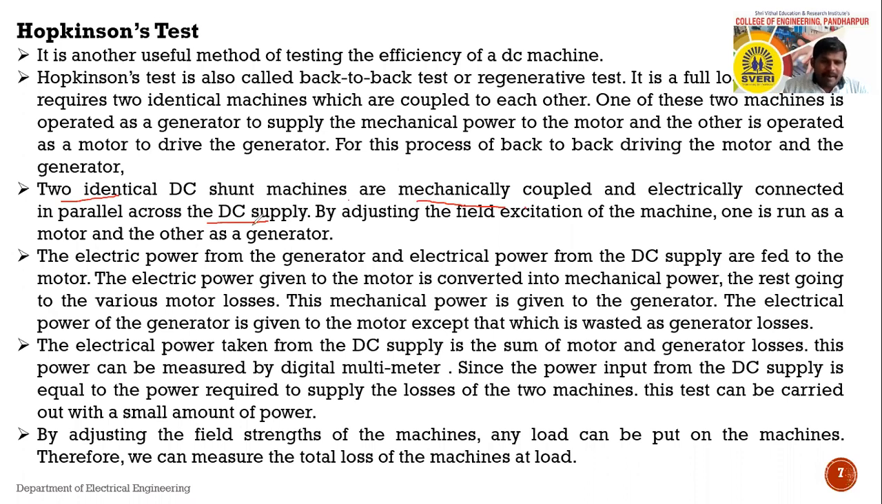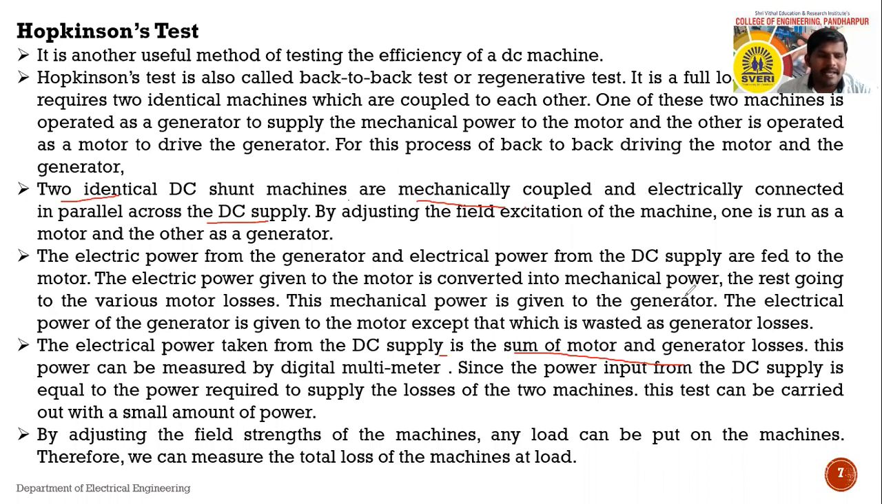See, the electrical power taken from the supply, that is the DC supply, is the sum of the motor and generator losses. Initially, to run the machine by overcoming the losses, we require some power. So only this power is taken from the supply. This power can be measured by a digital multimeter. Since the power input from the DC supply is equal to the power required to supply the losses, this power is taken from the supply lines.